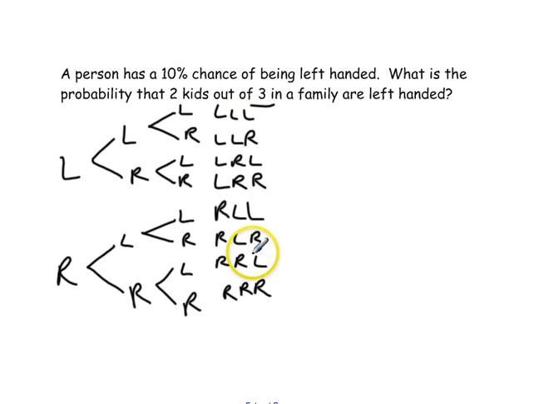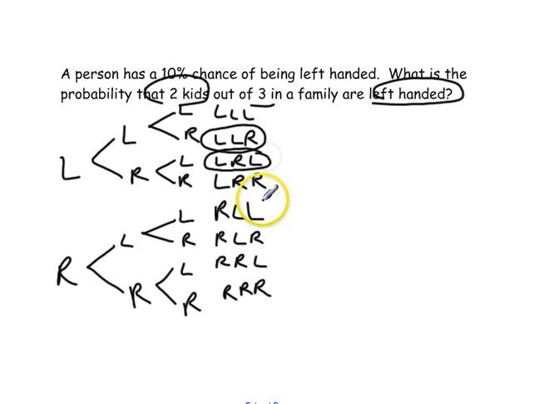You have a 10% chance of being left-handed. So the probability of each of these things is not equally likely. And we're looking for 2 of the kids to be left-handed. So if we want 2 kids to be left-handed, that could be this one, or this one, or this one.